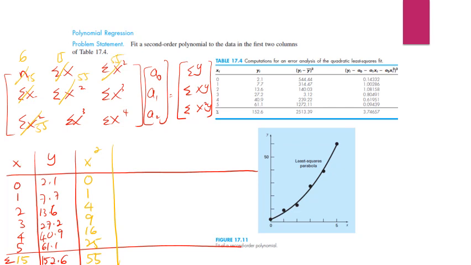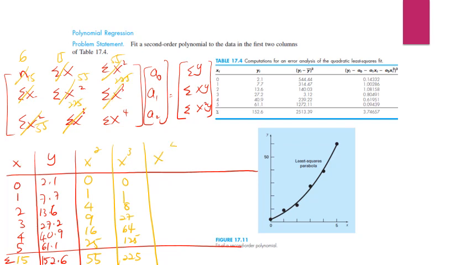Okay, and then you need x cubed. So x cubed, so 0, 1, 2 to the power of 3, so 8. Okay, and then 27, 64, and 125. So the total you will get 225. So you replace it here, 225.